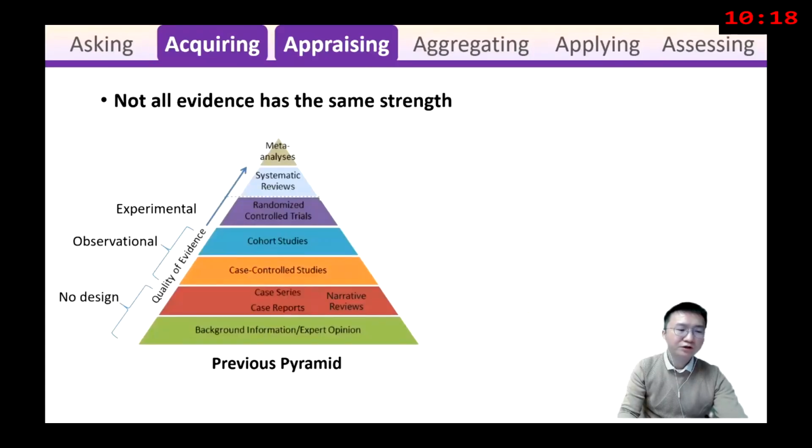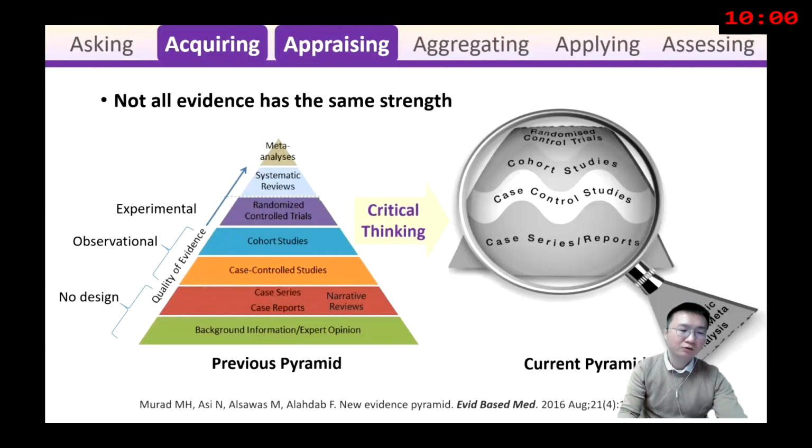And after systematically searching for and retrieving the evidence according to the questions, we should critically judge the trustworthiness of the evidence. Traditionally, we grade the level of evidence by the study design. But the new pyramid with wavy lines indicates that even for RCTs, if poorly designed, the evidence could be weak. And besides, the systematic review and meta-analysis become the lens through which the evidence is critically viewed.